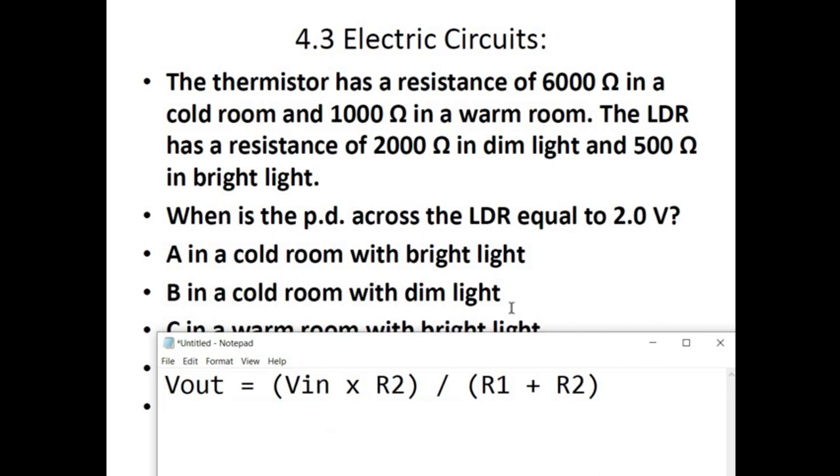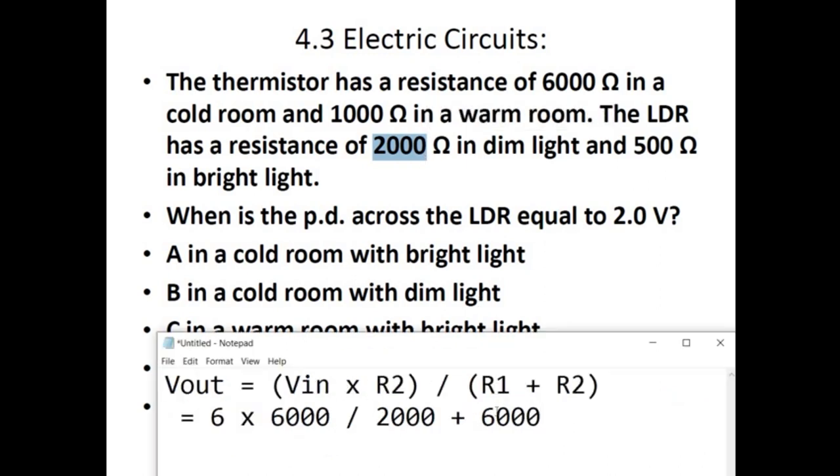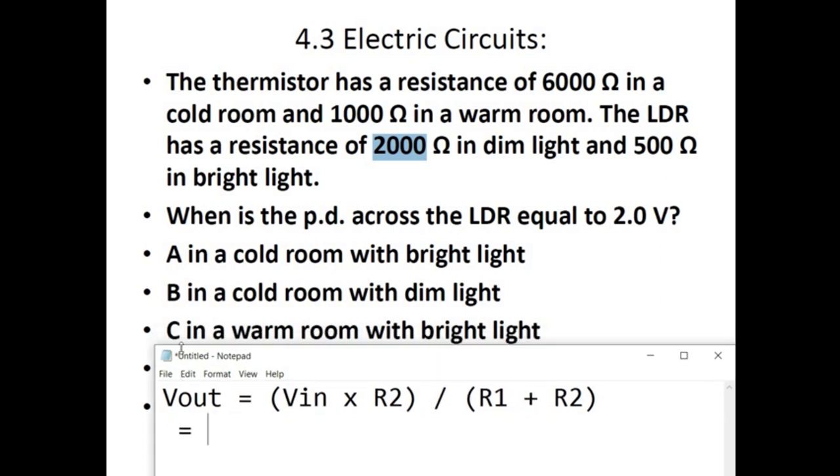In a cold room with dim light, let's check this one. The cold room is again 6000 divided by 2000 plus 6000. 2000 for this and 6000 for this. Now this would become 36,000 and this would become 8,000. When we divide these two, we would not get 2, so this cannot be our answer.